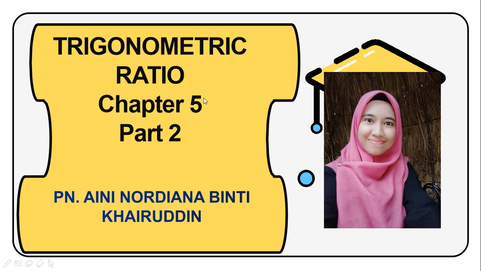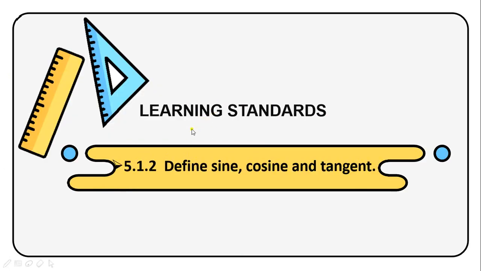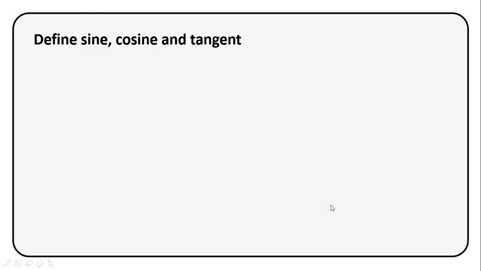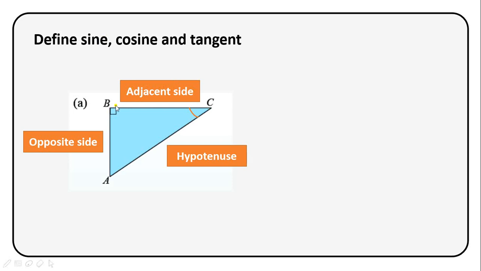Okay, hi student. Let's continue our topic trigonometric ratio, chapter 5, part 2. Make sure you have already viewed my part 1. Okay, our learning standard is to define sine, cosine and tangent. You have learned this in part 1 to identify hypotenuse, opposite side and adjacent side.